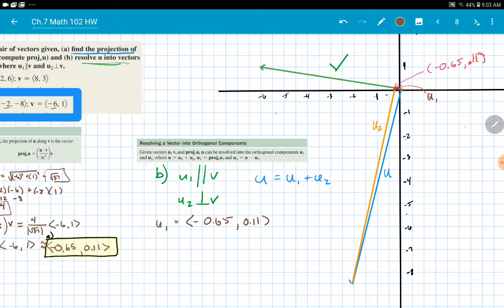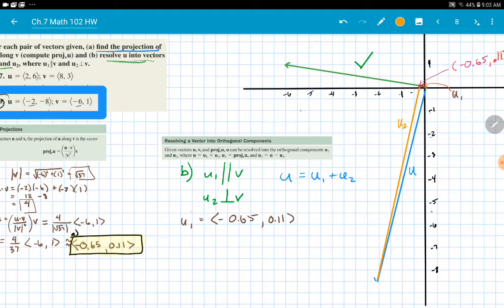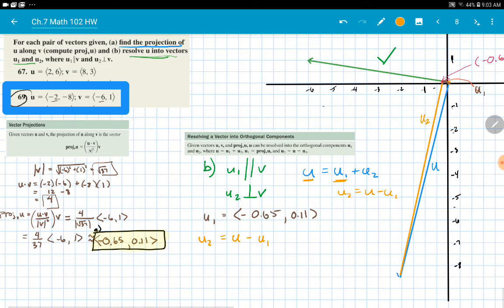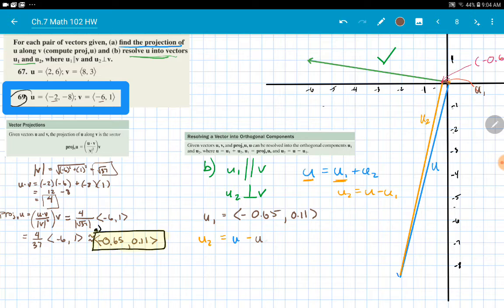And then when I add U2, I'll get U. So to get U2, and I already have U, kind of manipulate this because I already have U and I already have U1. So to get U2 isolated, just subtract U1 from both sides and I get U minus U1. So to get U2, I start with U and subtract U1 to get that orange line. So I'm going to do this in color codes. So the blue line is the U, and when I subtract off the brown, I'm left with the orange.